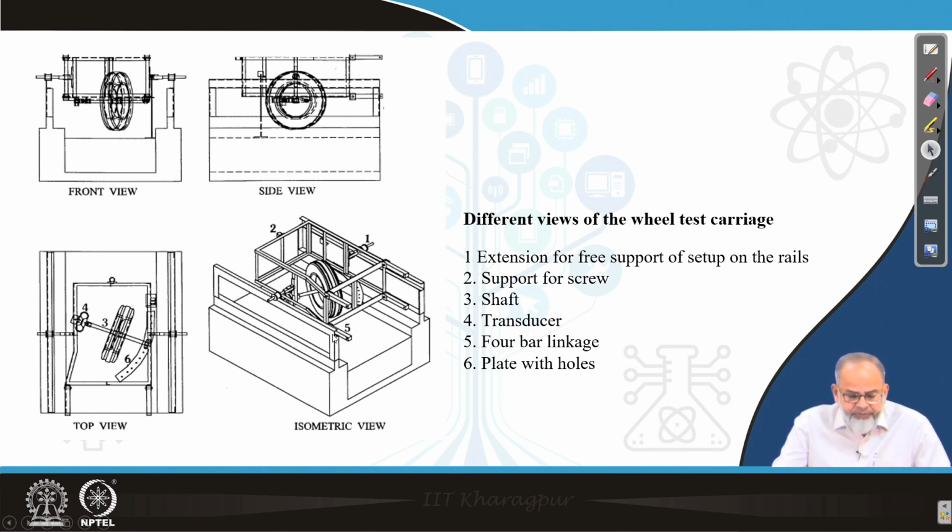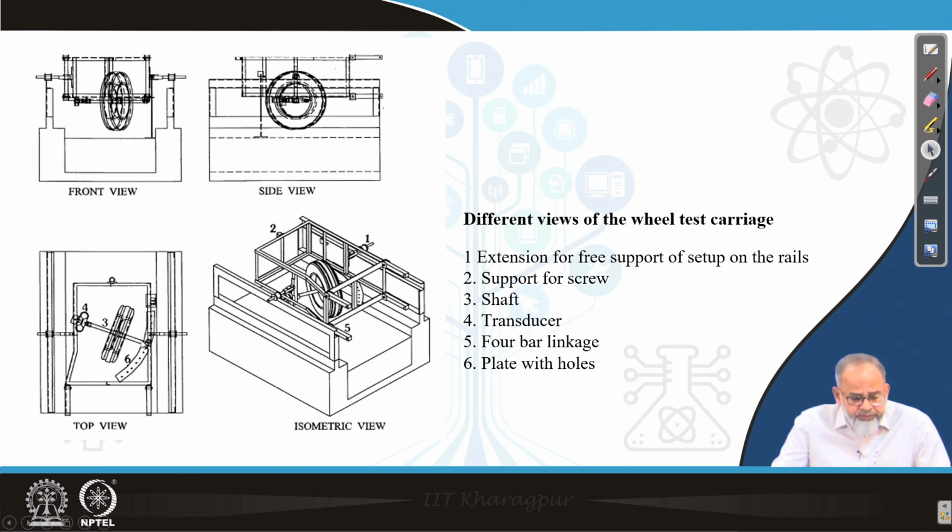In addition to that, I have given you an isometric view. There is a 6/16, 8 ply rating wheel, which is normally provided on a two-wheel drive tractor, and there is a provision to vary the slip angle. You can see in the top view figure there is a plate where the axle of the wheel can be rotated. If you change the positions, that will give you different slip angles. Slip angles can be varied from 0 to 40 degrees.